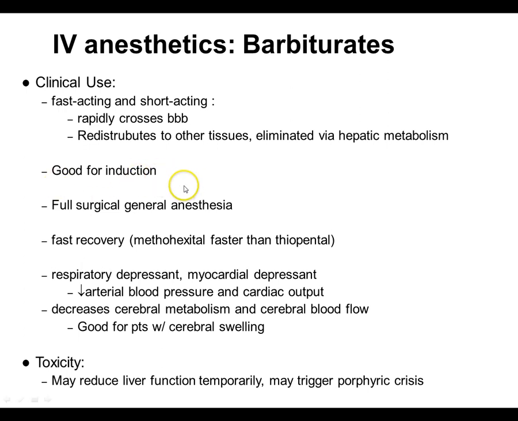So the barbiturates are also strong enough to be used for full surgical anesthesia. So they are not only fast, but they're also strong enough to completely cause general anesthesia. They have a very fast recovery. Methotrexate is a little faster than thiopental. And they can act as respiratory depressants and myocardial depressants. So they will decrease arterial blood pressure and cardiac output. So this would be potentially significant in patients that had existing respiratory or cardiac weaknesses.